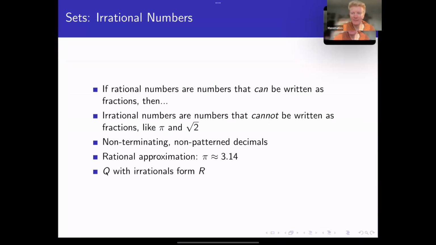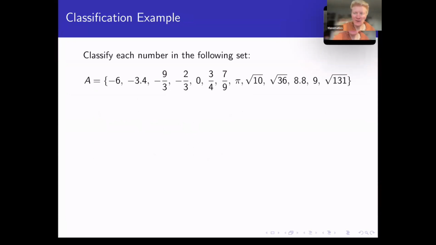Okay, and I believe we are back to the presentation. Okay, so let's do an example of classifying these numbers. So we have a set A that has the elements -6, -3.4, -9/3, -2/3, 0, 3/4, 7/9, pi, square root of 10, square root of 36, 8.8, 9, and square root of 131. Okay, so we want to classify these numbers into the natural numbers, into the whole numbers, into the rational numbers, and so on.